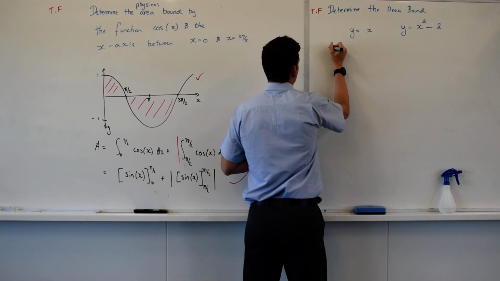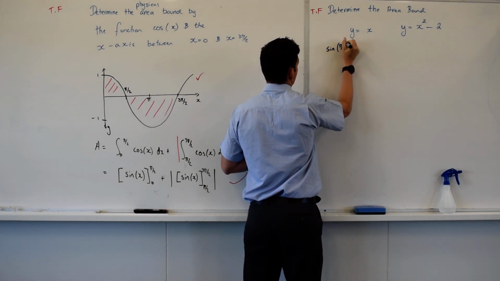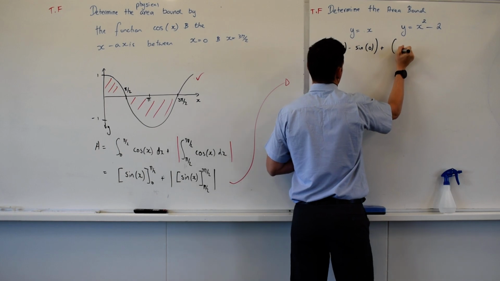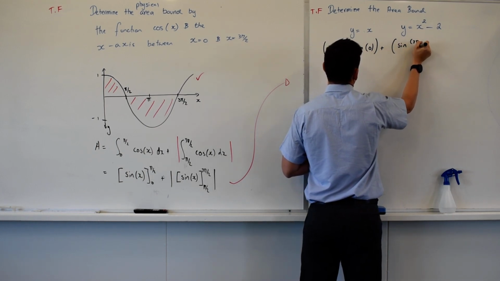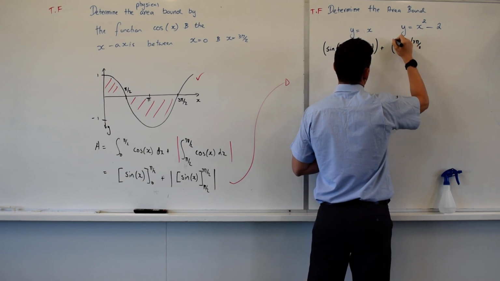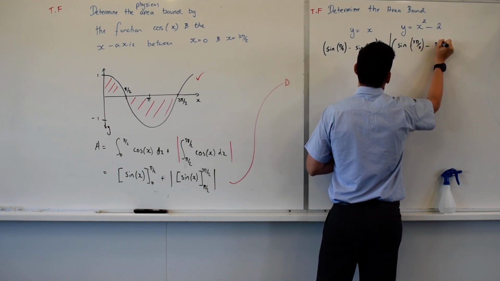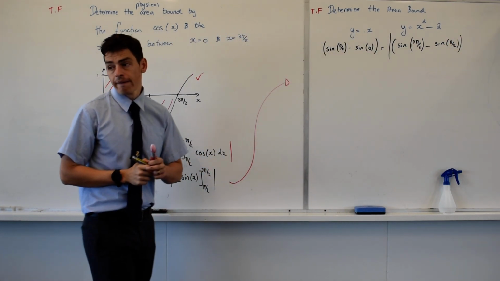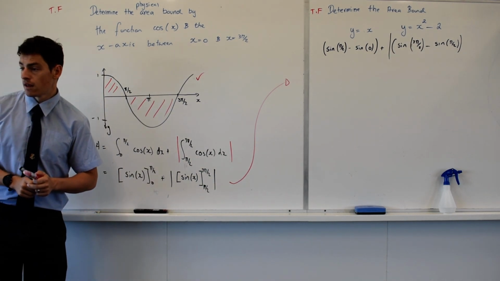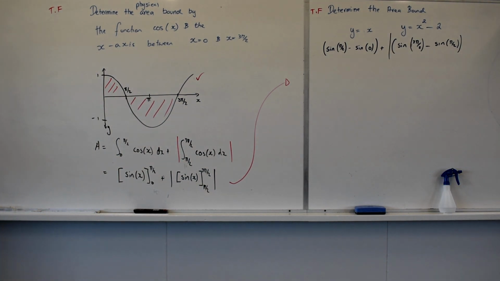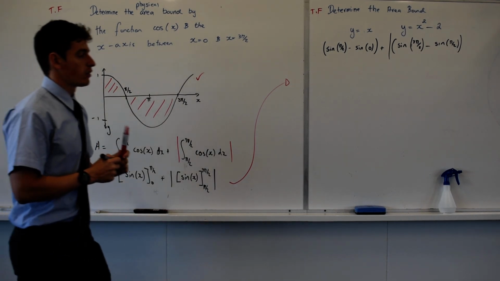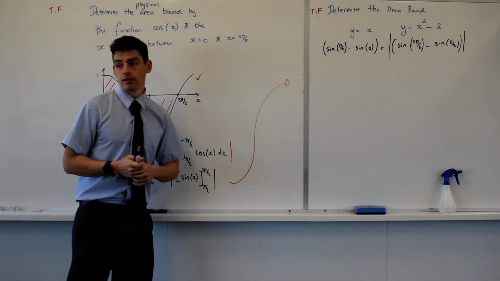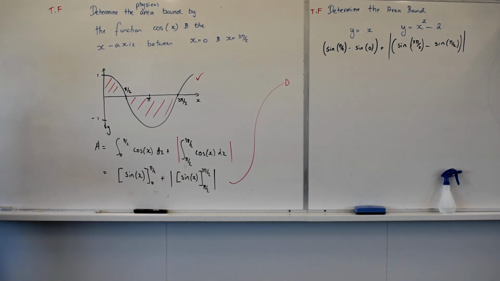And I should have sine of pi on 2 minus sine of 0 plus the absolute of sine of 3 pi on 2 minus sine pi on 2. Correct? Or not? Could I ask this in a tech-free exam? Every person in the room should know what those are. But if we don't, this is a good chance to remind ourselves.